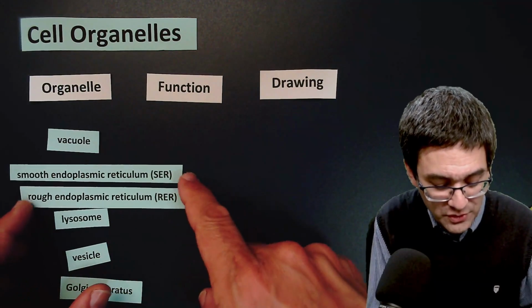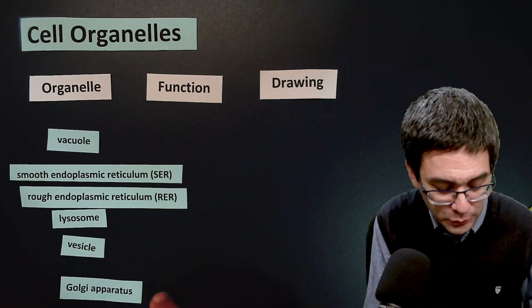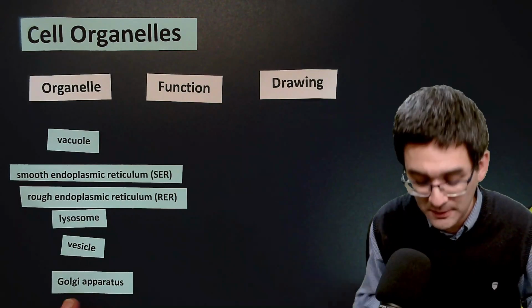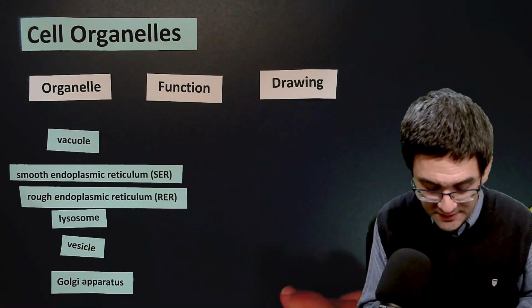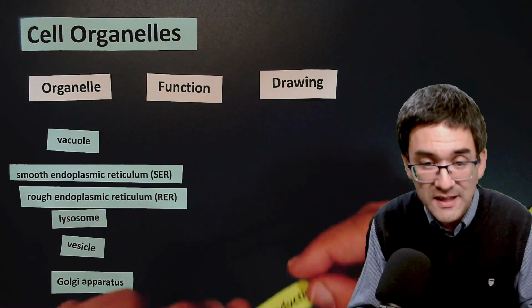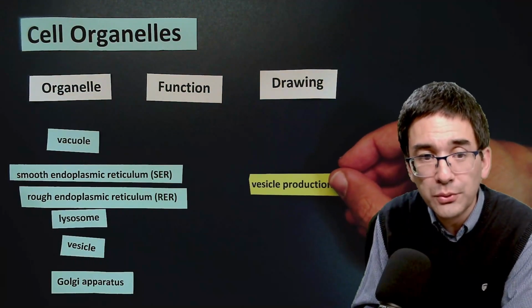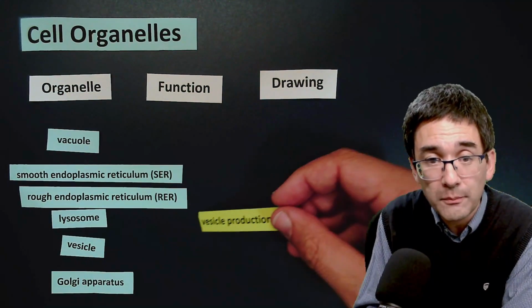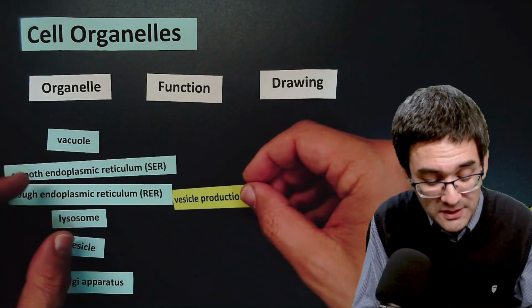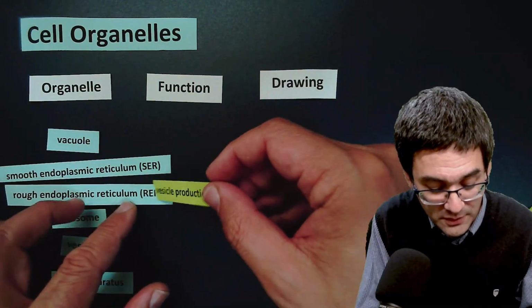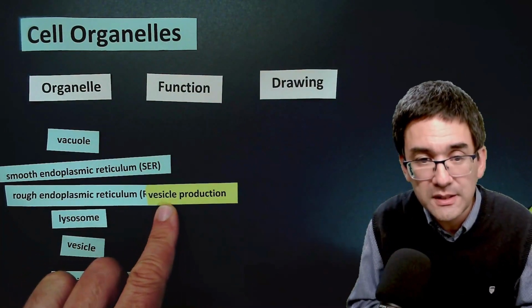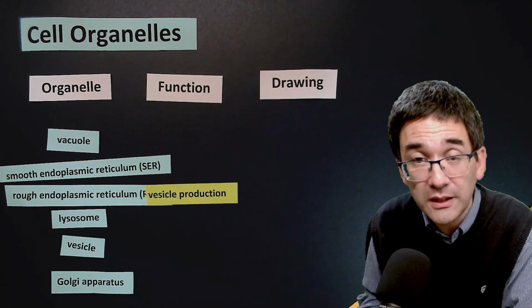So, and of course, you see, the table is a little bit problematic because I don't have enough space here. And now let's try to sort out the rest. Let's talk about this here, vesicle production. Vesicles are produced by the rough endoplasmic reticulum, okay? And there's going to be a separate video on how this actually works. But the vesicle production is next to the rough endoplasmic reticulum.